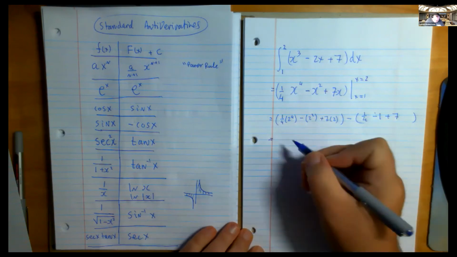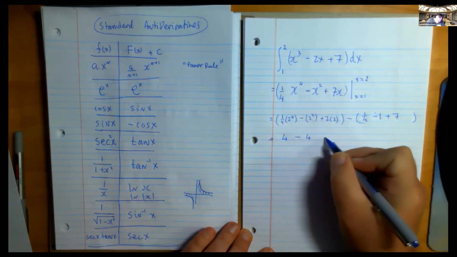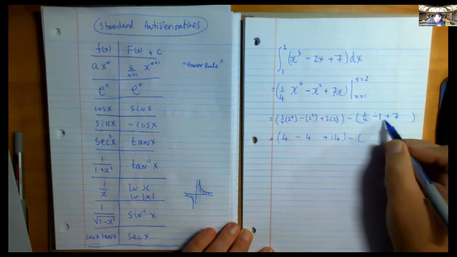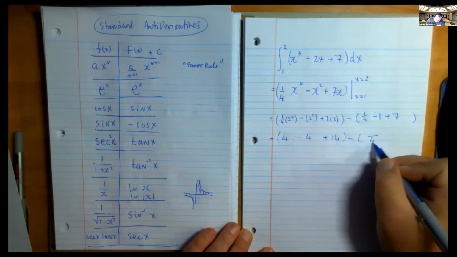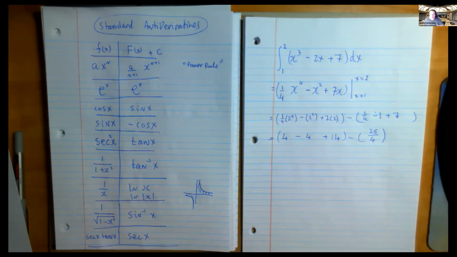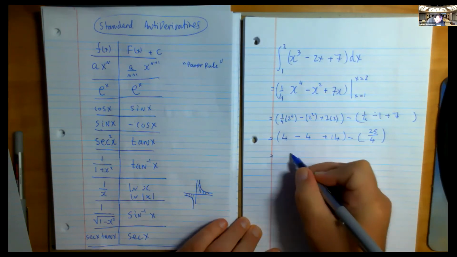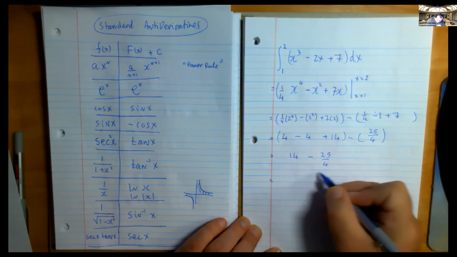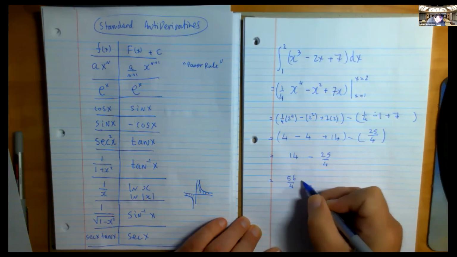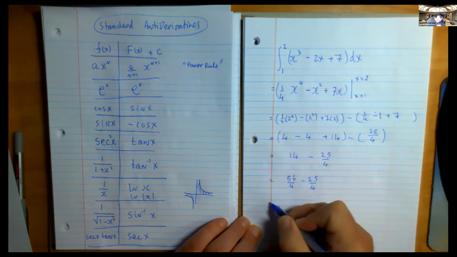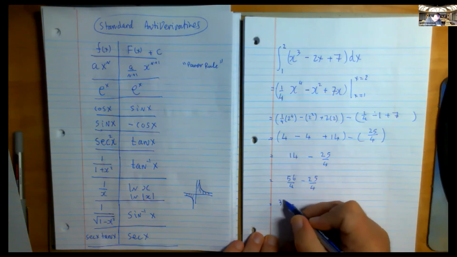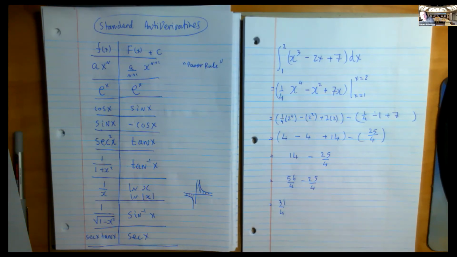Now, 2, 4, 8, 16, that ends up being 4, that ends up being 4, that ends up being 14. That guy ends up being 6 and a quarter. 6 and a quarter is 25 quarters. This ends up being 14, take away 25 quarters. This ends up being 56 quarters, take away 25 quarters. And this ends up being, oh dear, 31 quarters, I believe. And if any of that's wrong, it's just because I can't count.